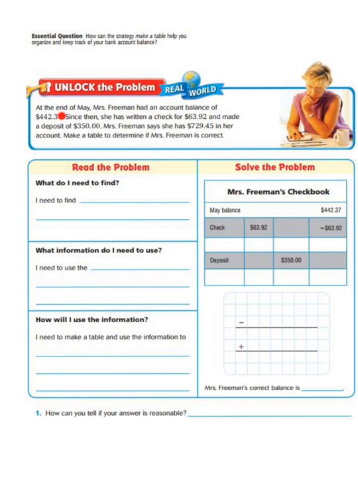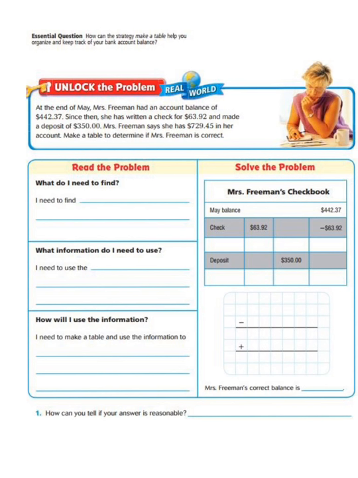At the end of May, Mrs. Freeman had an account balance of $442.37. Since then, she has written a check for $63.92 and made a deposit of $350. Mrs. Freeman says she has $729.45 in her account. Make a table to determine if Mrs. Freeman is correct. Well, let's break it apart.